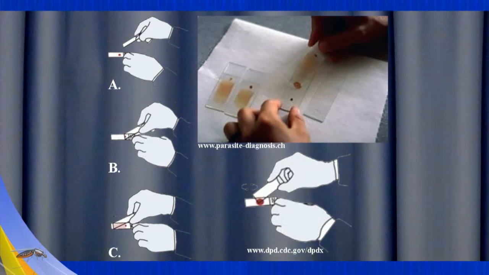Do not make the smear too thick or it will fall off the slide. You should be able to read newsprint through it. The ABC pictures on the left show how to prepare a thin smear.